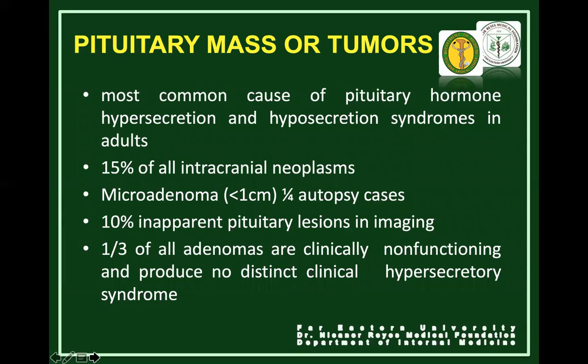Now, pituitary mass or tumor are common causes of pituitary hyper or hyposecretion syndromes in adults. It's about 15% of all your intracranial neoplasms. However, a small adenoma, which is less than 1 centimeter, is seen in about a quarter of your autopsy cases. So it's not that uncommon. And about 10% will be seen in a pituitary imaging. So if you image, probably 10%, one can have a pituitary tumor.